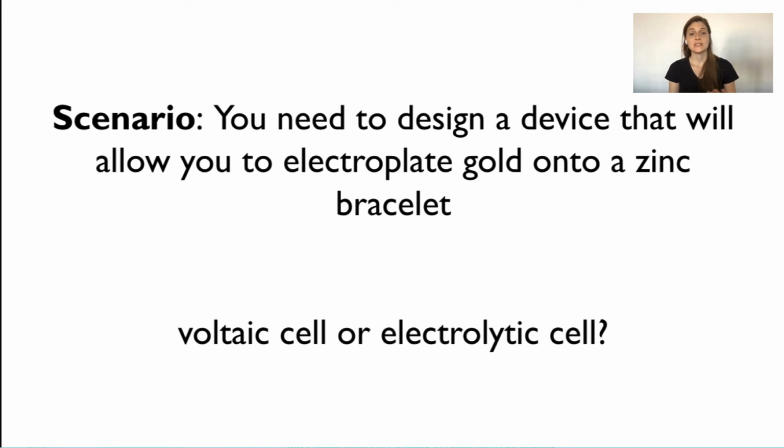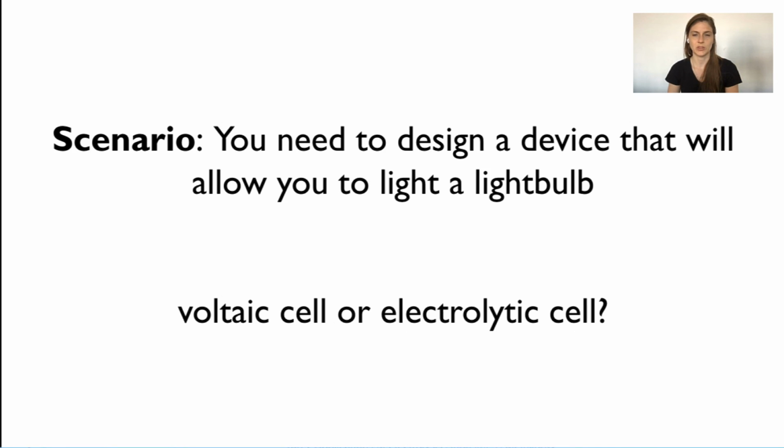Let's pretend we need to design a device that will allow us to electroplate gold onto a zinc bracelet. The keyword here is electroplate. So electroplating is a process that requires an input of energy, electricity. So this would probably be an electrolytic cell because I need to put electricity in order to make the reaction occur.